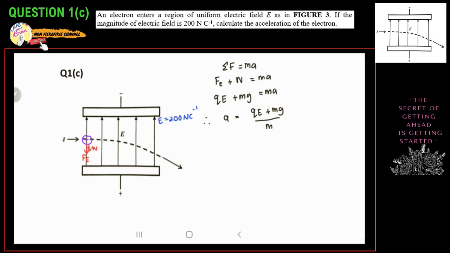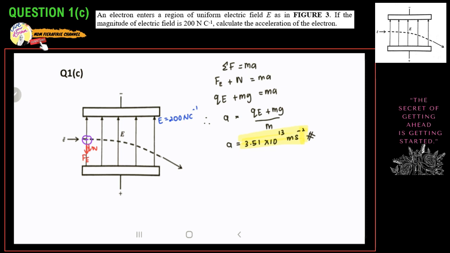Okay, so let's substitute all the values here. Q is the charge of the electron. Okay, E is the electric field, dia dah bagi tadi. And this is the mass of electron. Okay, g is 9.81 and m here is the mass of electron. Check dekat depan, list of constant tu ada. So finally, after you substitute all the values, saya pasti you akan dapat jawapan 3.51 exponent 13 meter per second squared. Okay. So ini jawapan yang saya dapat jika saya consider the weight of the electron dalam saya punya free body diagram.